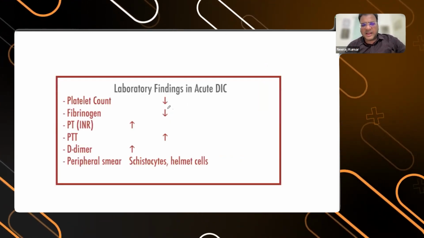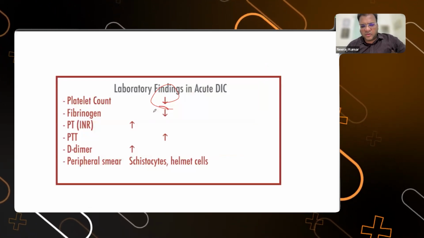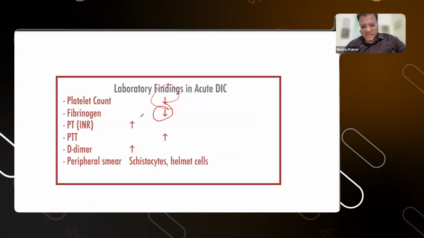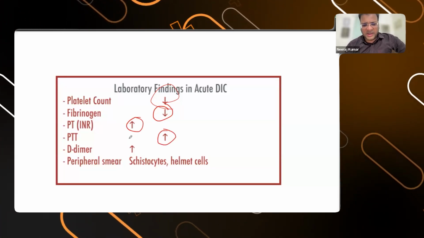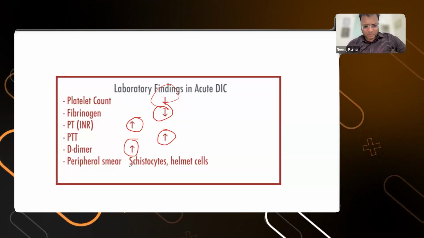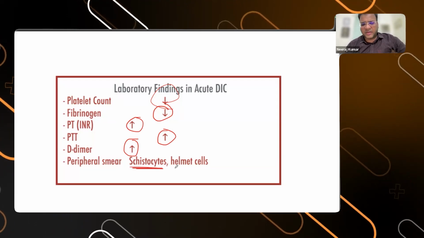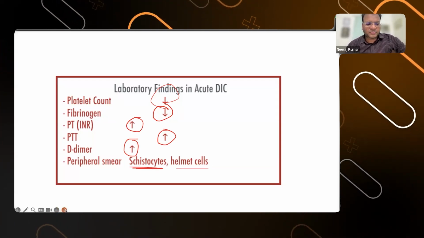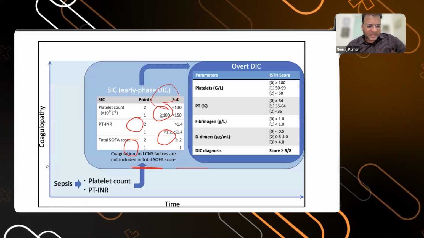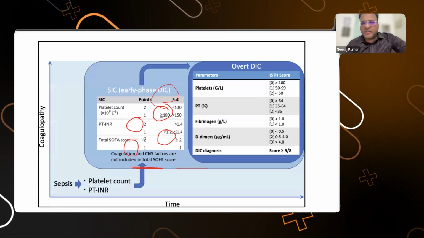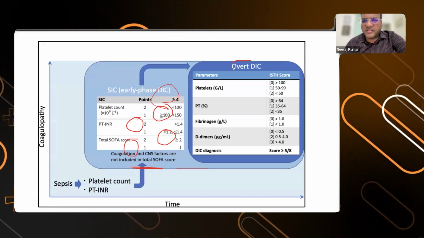Now coming to the laboratory findings, I have added that the platelet count will decrease. You all know that fibrinogen is less. The INR is prolonged, and the PT, prothrombin time, is also going to be prolonged. The D-dimer will be very high. You will get helmet cells as well as schistocytes. This is what a picture of overt DIC looks like.